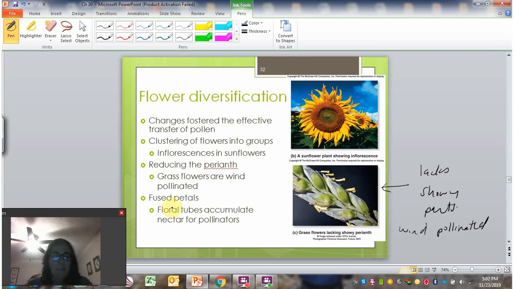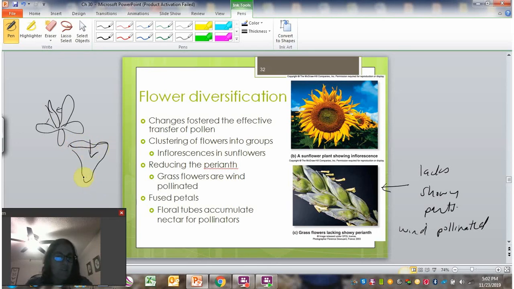In some cases, flowers have fused petals. So instead of having, you know, five distinct petals like that, these have all become connected to each other. And what you have instead is like a little tube. And my lovely drawing.